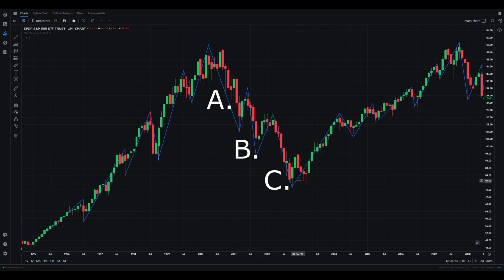Impulse waves represent the direction of the prevailing trend and are characterized by strong momentum and larger price movements. Corrective waves represent temporary countertrend movements within the broader trend. They typically exhibit lower volatility and counteract the preceding impulse waves.